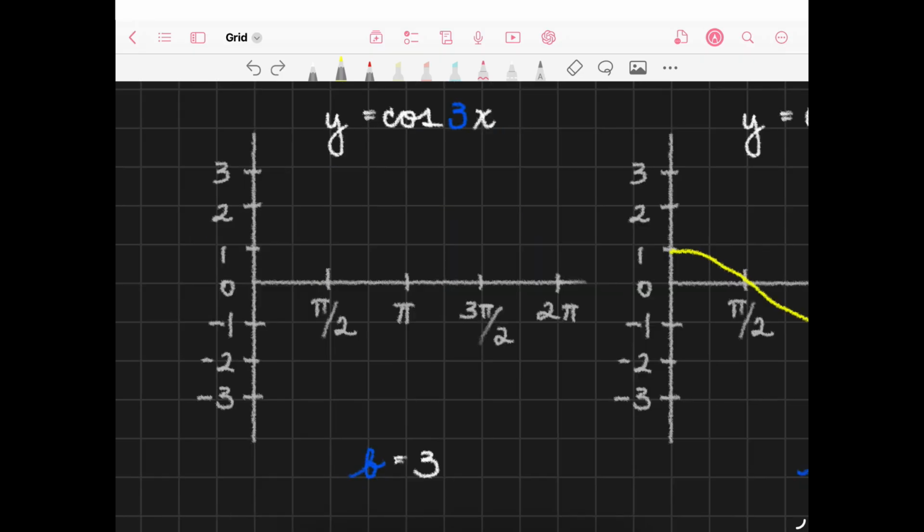Then we have y equals cos 3x, where our b is equal to 3. With this, we're going to use our period formula, which is k equals 2 pi over b. So we substitute b with 3. So we have k equals 2 pi over 3. Our period would be placed somewhere. 2 pi over 3 is located here.